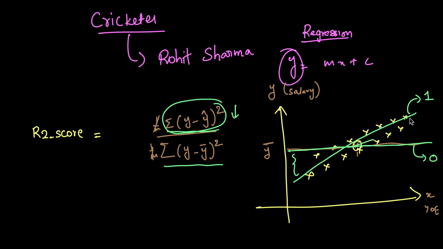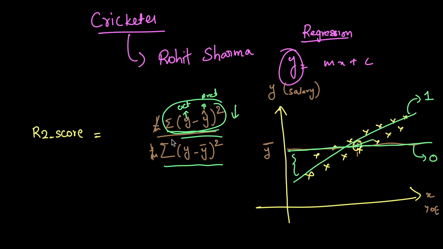Okay, so because it is near to all these points, which are representing actual salary values, whereas on this line we have the predicted values. So the error will be less. This is our actual y, whereas this is our predicted. So the difference between them is less, and the overall value of this is very less.